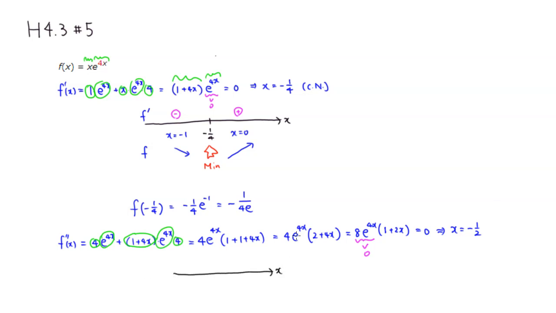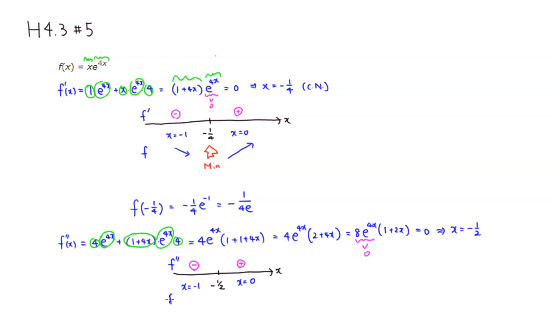So here's x, and the tick mark is at negative 1/2, and then we look at the f double prime. We can try anything less than negative 1/2, so I'm going to try negative 1. If you plug in negative 1 here, 1 minus 2 is negative, so we know that it's a negative sign here. And if you try anything greater than negative 1/2, I'll try 0. If you try 0, that's going to be positive, so you have a positive second derivative.